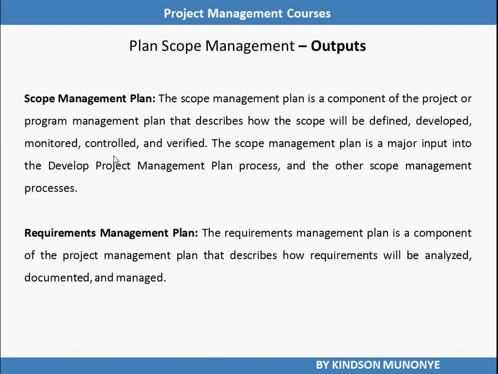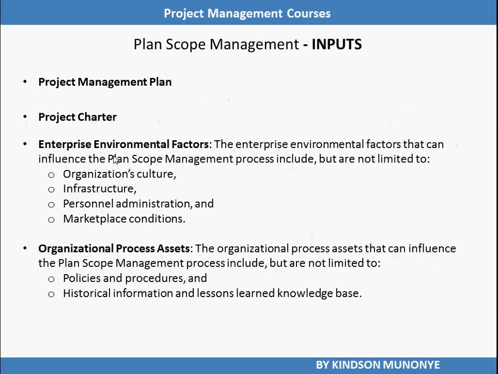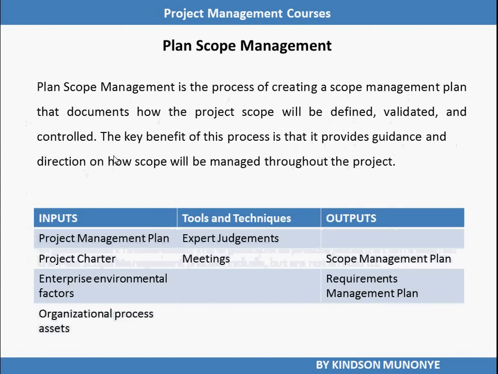Take note, what we discussed is the plan scope management process, the first process under the scope management knowledge area. Get your head around the ITTOs. The inputs are project management plan, project charter, enterprise environmental factors, and organizational process assets. The tools and techniques are expert judgment and meetings. There are two outputs: scope management plan and requirements management plan.